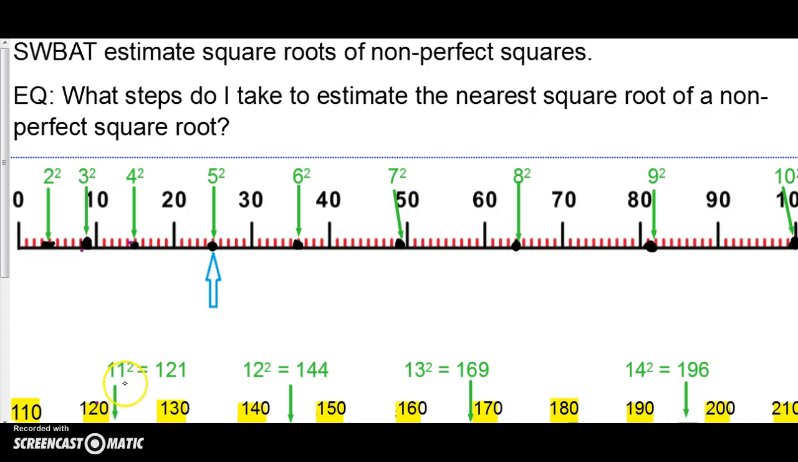Then here, 11 squared is 121. 12 squared is 144. 13 squared is 169. 14 squared is 196. So yes, I would like you to have these two number lines in your notes.